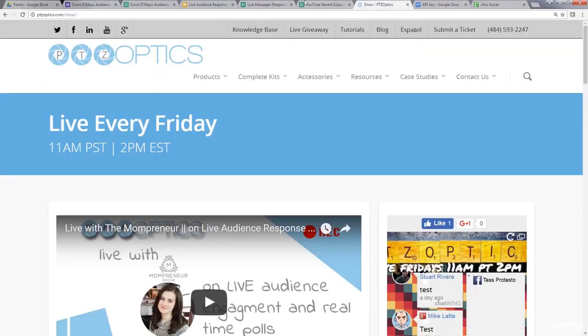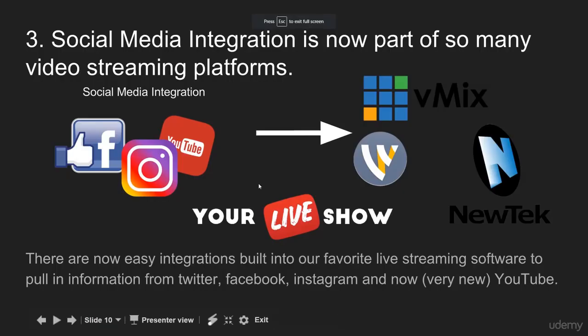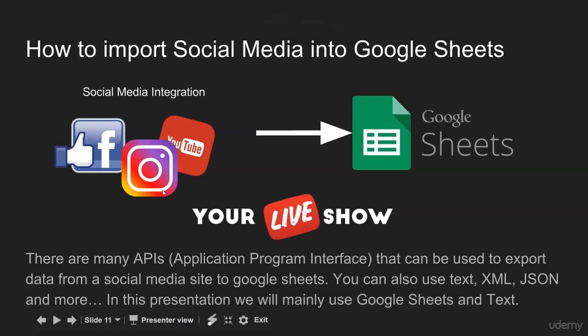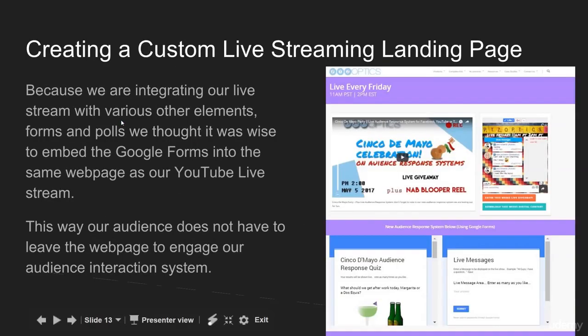I'm happy to answer more questions on this, but I don't want this video to be too long. So you can pull in your Twitter, your Facebook, your YouTube into your titles as well. And you can import them into Google Sheets as well. So there's APIs for that, and there's add-ons for Google Sheets that really make it easy. The live voting we showed as well. So you can do live voting, and you can bring that in, or you can use the direct social media APIs in the Google Sheets as well and use that as a data source.